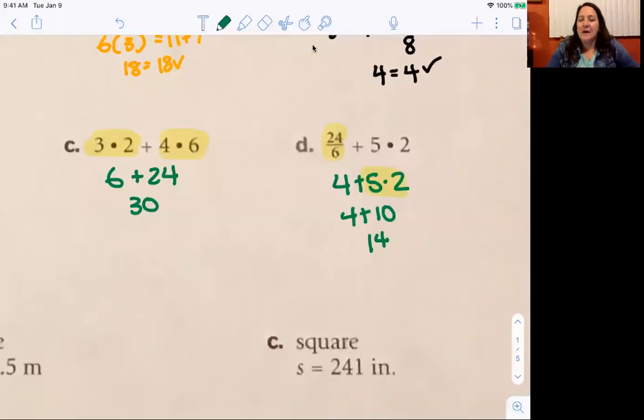Okay, check yours with mine. With letter C, we had 2 groups of multiplying here, so I just went ahead and multiplied them and then added them together. And then on letter D, we have to do division before we multiply. So 4 plus 5 times 2, 4 plus 10, which is 14.